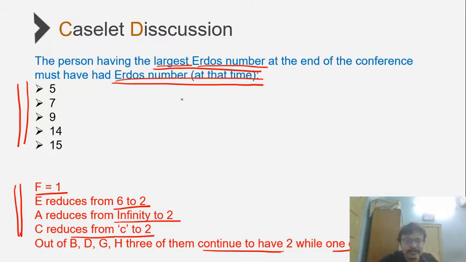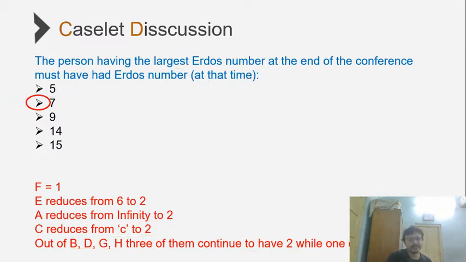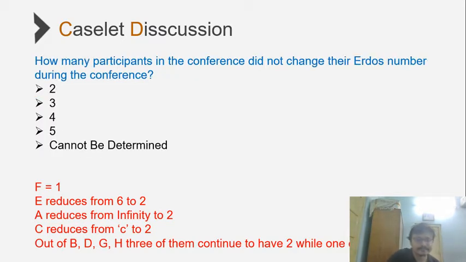So if you look at the largest Earth number at the end of the conference, there's one person who ends up continuing to have 7. We do not know who it is out of B, D, G and H, but one thing is for certain, one of them will have 7. Hence the answer will be option B, that the one with the largest Earth number at the end of the conference will be having 7, which is basically retained throughout the length of the conference. So the first question answer is option B, 7.